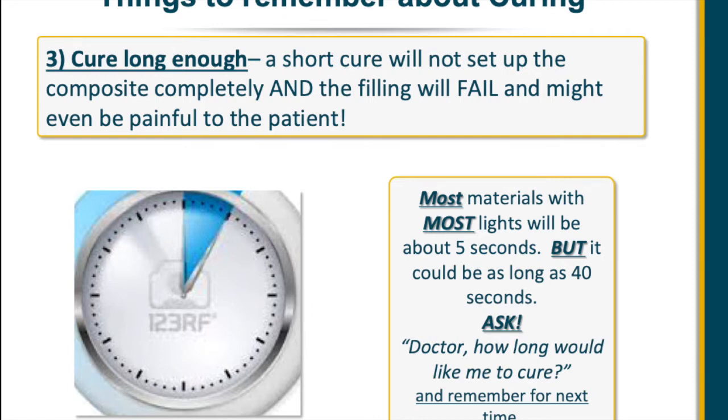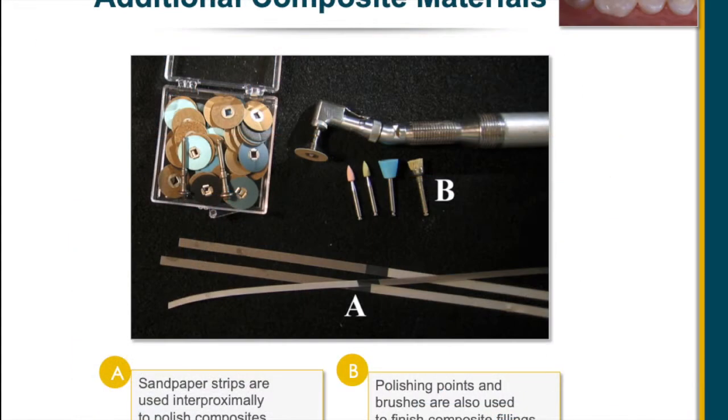A short cure time will set up a composite to fail, and it might be very painful for the patient if it's not cured. So most lights will be about 5 seconds. Some could be as long as 40. You just need to ask the doctor, how long would you like me to cure? And there should be a setting on your instrument that'll tell you how long it's going to cure. So familiarize yourself with the curing lights that the office you work in has.